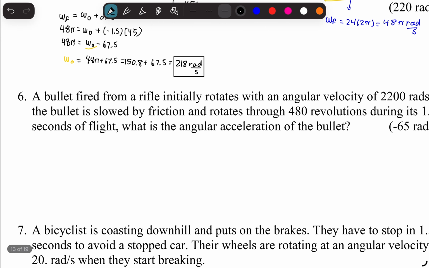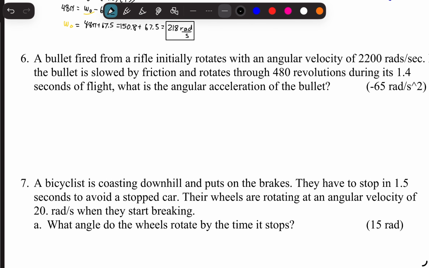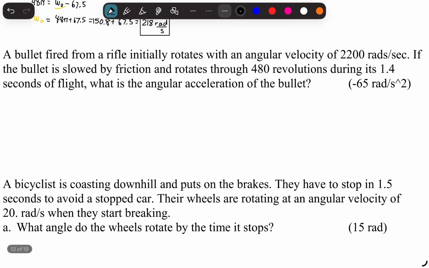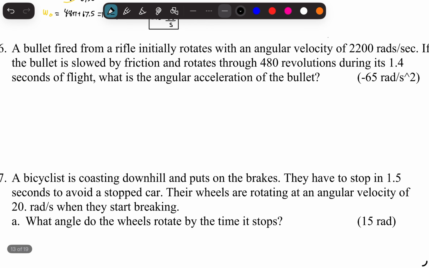A bullet fired from a rifle initially rotates with an angular velocity of 2,200 rads per second. If the bullet is slowed by friction and it rotates 480 revolutions during its 1.4 seconds of flight, what is the angular acceleration of the bullet? So let's write all our given values. So we know that our initial angular velocity here is going to be equal to 2,200 rads per second.